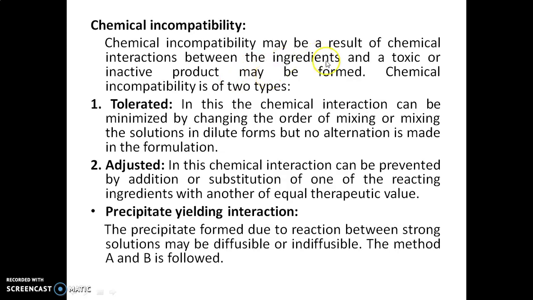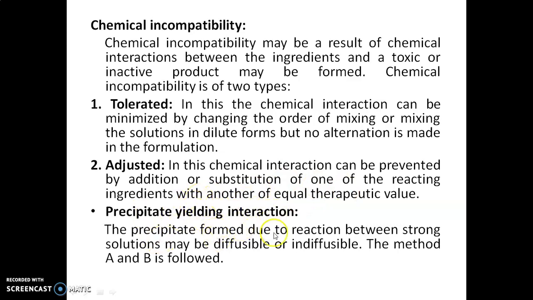It may be formed. The chemical incompatibility is of two types. The first one is tolerated. In this, the chemical interaction can be minimized by changing the order of mixing or mixing the solutions in dilute forms, but no alteration is made in the formulation. And the second is adjusted. In this, chemical interaction can be prevented by addition or substitution of one of the reacting ingredients with another of equal therapeutic value. Then, precipitate yielding interactions.